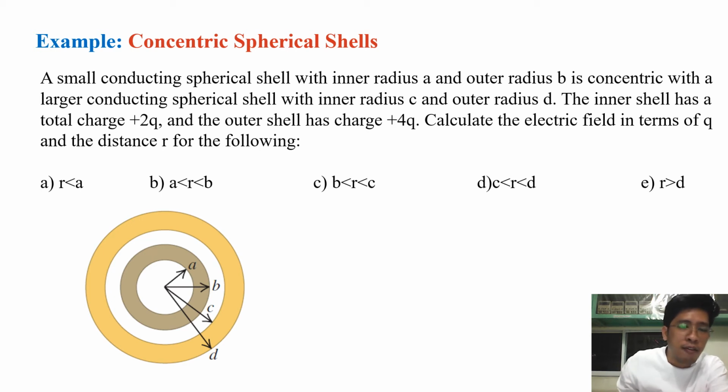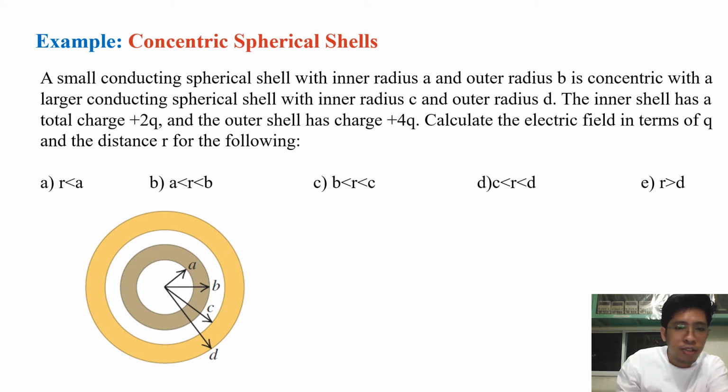A, you have r is less than a. And then B, you have a is less than r is less than b. And then C, you have b is less than r is less than c. And then D is c is less than r is less than d. And then E, r is greater than d. Your r here is again the radius.